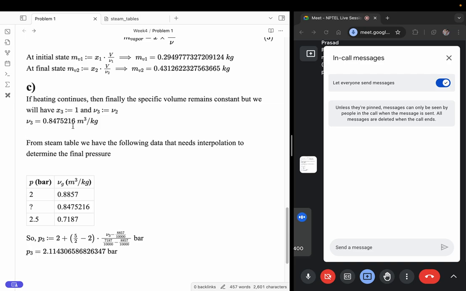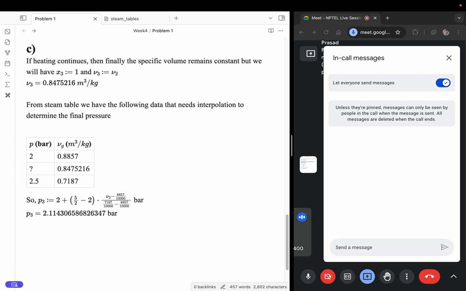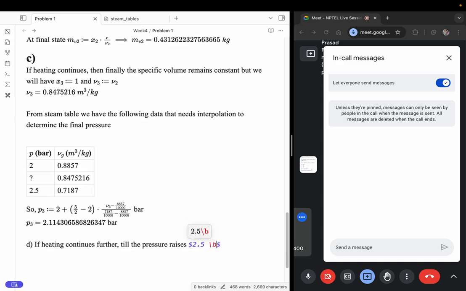So if I am in the superheated region, then the question needs to tell me that if this is the pressure, what will be the temperature? Or let's say, in the superheated region, if your pressure is 2.5 bar, what would be the corresponding temperature? Suppose the question is asked in such a way. So I'm just adding a little part to the next question. Let's say we have the next part as D, where the question asks you, if heating continues further till the pressure rises to say 2.5 bar, what will be the final temperature?